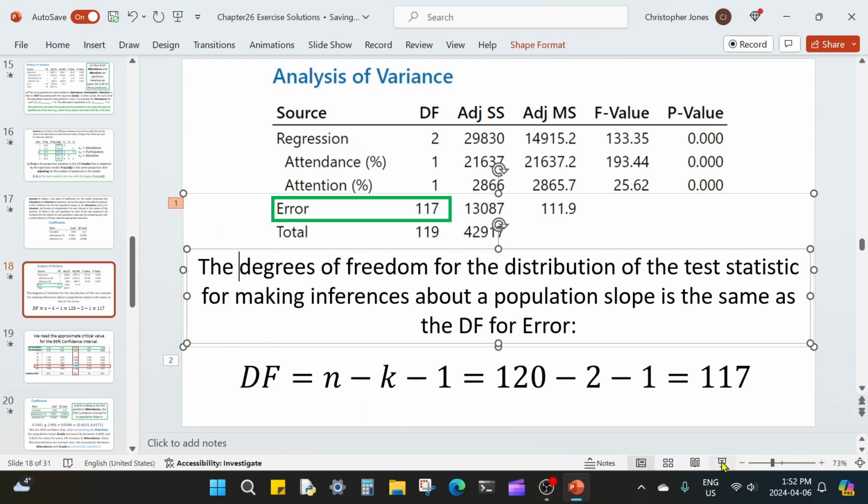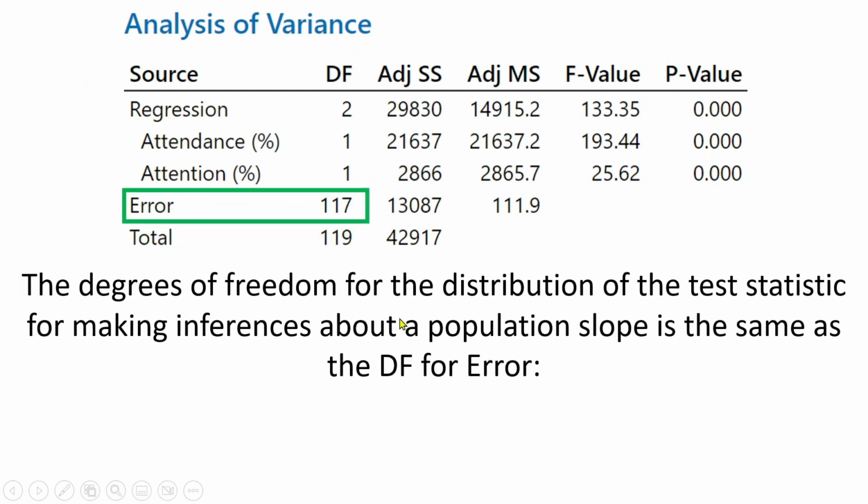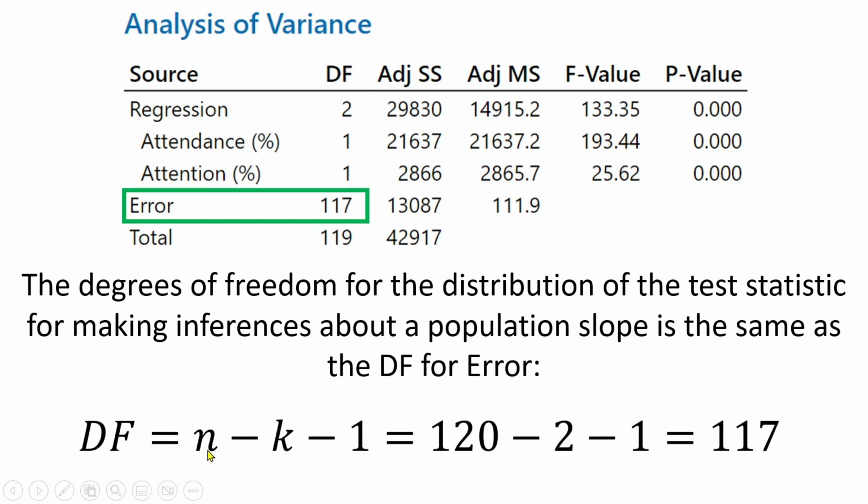All I'm trying to say here is that the degrees of freedom for the distribution of your test statistic for making inferences about a population slope, and when I say making inferences, I mean either constructing a confidence interval or performing a hypothesis test, that test statistic is a t-distribution, and that t-distribution has degrees of freedom that are the same as the degrees of freedom for the error term in your analysis of variance table. So in other words, it's the number of observations minus the number of predictors in the model minus 1, in this case 120 minus 2 predictors minus 1, that's 117.